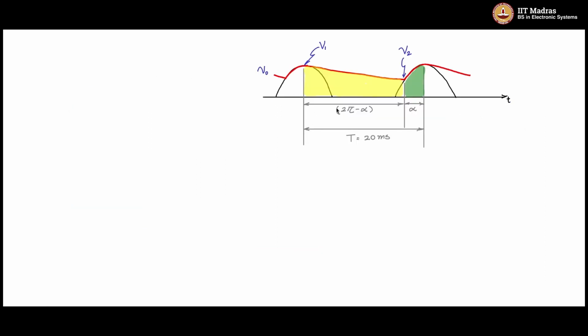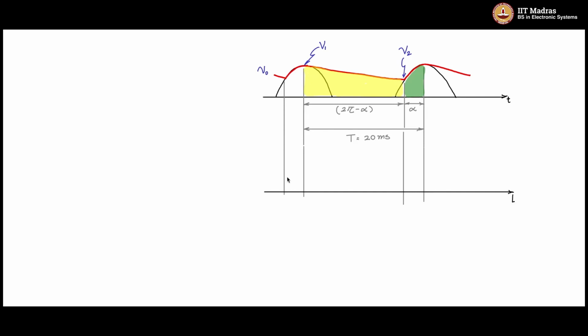Let us also look at the current waveform so that we can select the appropriate diode. Now let me include this milestone marker and extend this below so that we can draw the current wave shape. And let us see that during this time the diode is conducting. Rest of the time the diode is not conducting.